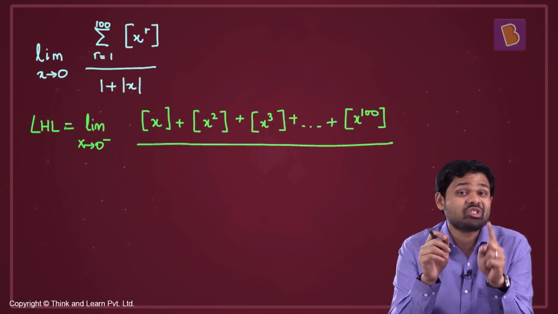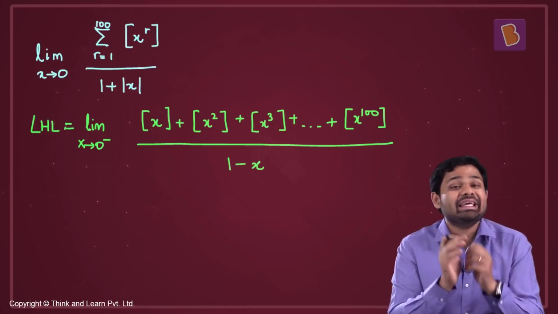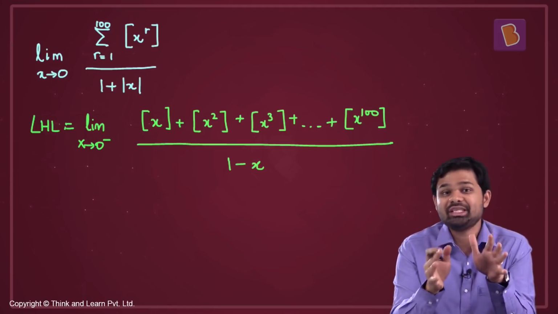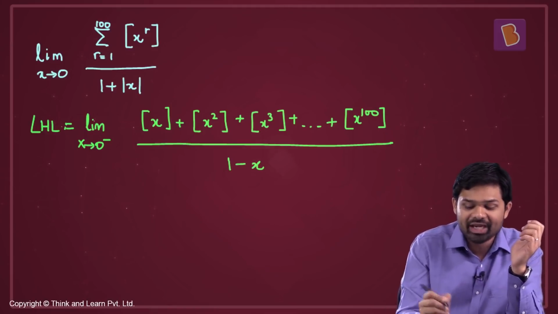X is a negative number, so if x is a negative number, mod x will be minus x, so I have 1 minus x in the denominator. So this is what happens to the denominator. So this is what I have to evaluate. Now let's try and see if we can evaluate this limit.